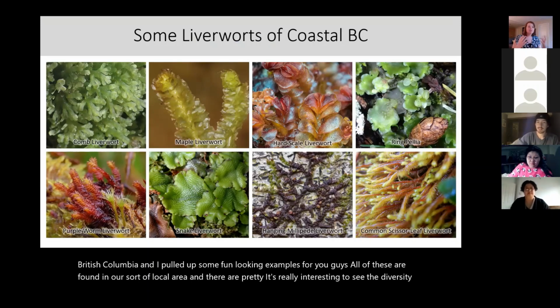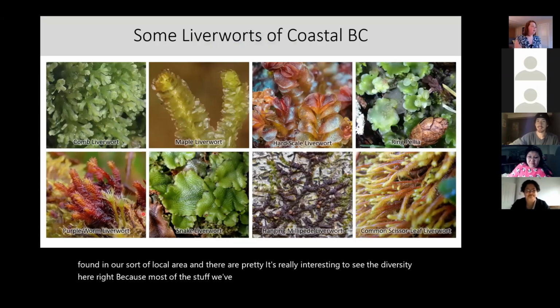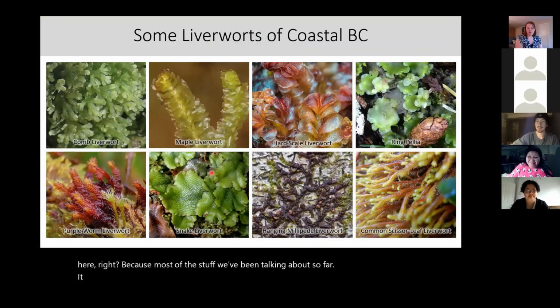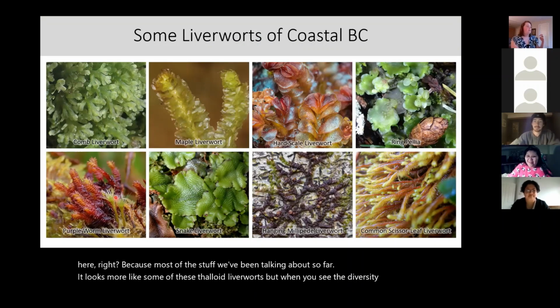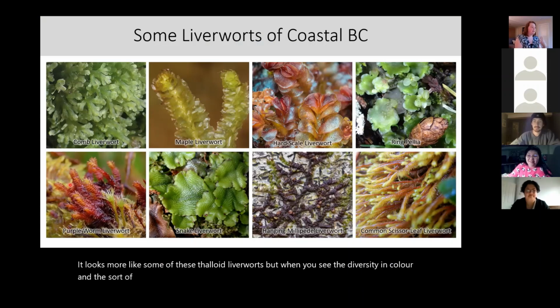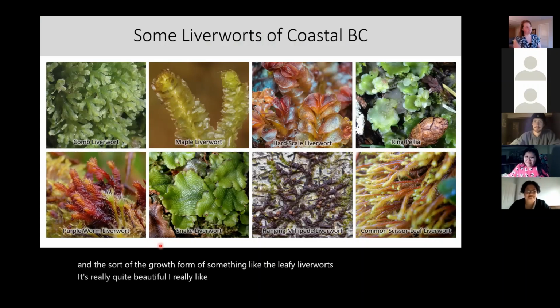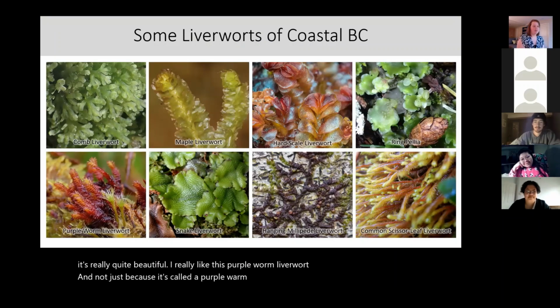Because most of the stuff we've been talking about so far looks more like some of these phalloid liverworts, but when you see the diversity in color and the growth form of some, like the leafy liverworts, it's really quite beautiful. I really like this purple worm liverwort, and not just because it's called a purple worm liverwort. So yeah, I thought I'd share that with you guys as well.